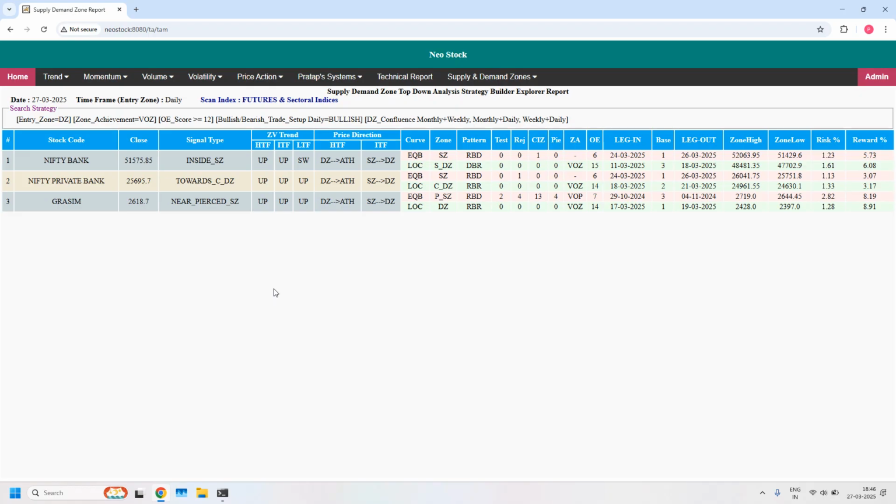And if any of these 3 stocks' monthly demand zone has monthly EMA confluence, then these daily demand zones have an even higher probability of success. Already Nifty Bank is filtered with the LTF, ITF and also ITF EMA confluence. Now we are checking even with HTF. Let's verify.